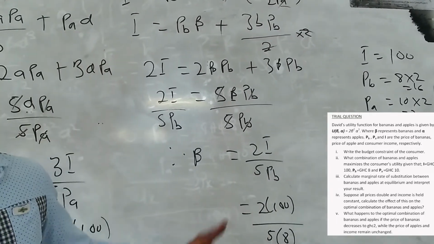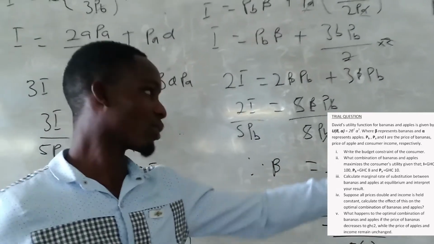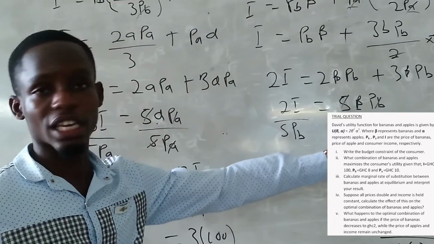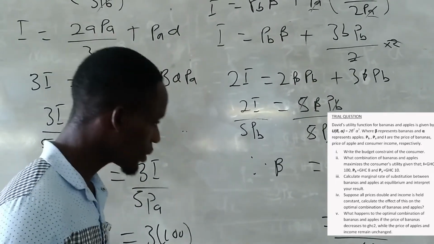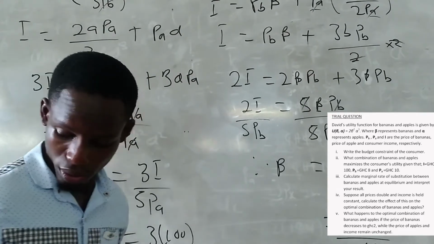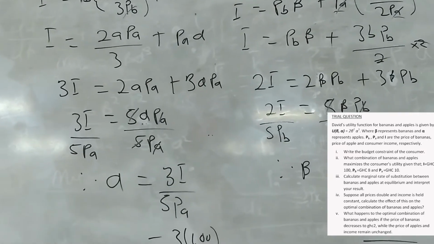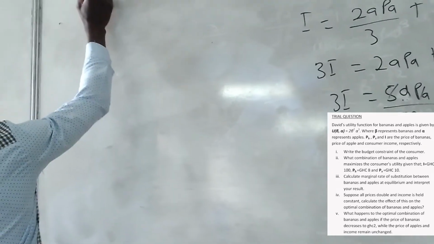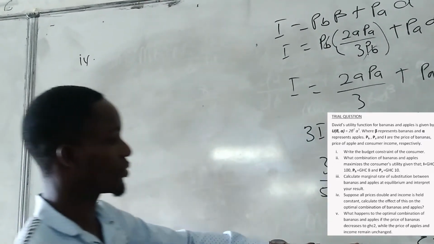All right. So let's do the IV. Question IV also says that suppose all prices double. All prices double. That is the price of beta and price of alpha. Suppose they double, and you know double is times 2, and income is held constant. So your income is still 100 Ghana cedis, but the price of these two commodities has doubled. Calculate the effect of this on the optimum combination of banana and apple.